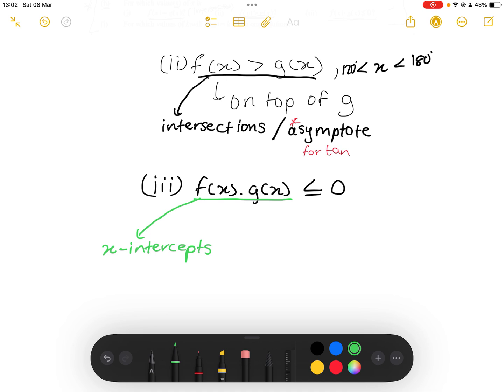Why am I saying that the x-intercepts are going to assist you? You're going to check where the graph touches the x-axis. Because if you have f at x times g at x less than 0, the only way to have a number less than 0, with two numbers that are multiplied by each other, is that it's a negative number. What type of numbers are less than 0? That is going to be a negative number.